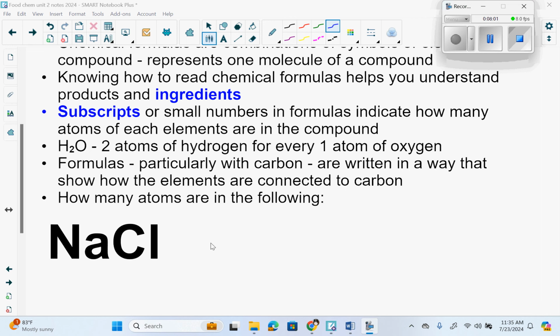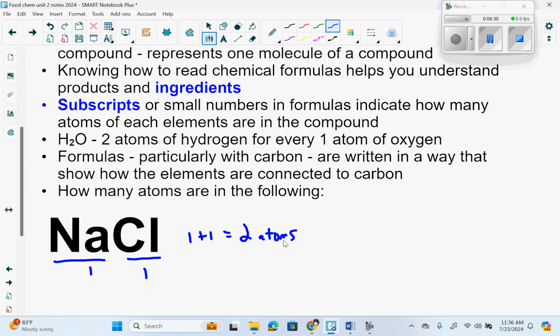So here you have NaCl, so you have to know how to read your elements, right? This is Na, that's sodium. You have one, because there's no number. This is not Ci. I don't think I'll ever give you Ci, so don't even try to look at it that way. This is Cl, it's chlorine. So you have one of each, 1 plus 1 equals 2. So there's two atoms in NaCl.